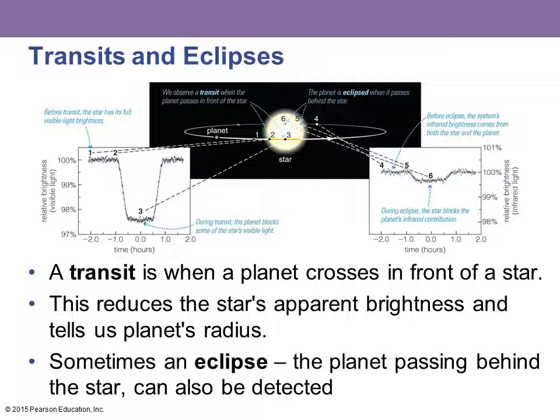Knowing what the star's brightness is initially, and seeing that the planet darkens it just a little bit, that starlight being blocked gives us some kind of a clue as to the radius of the planet. Sometimes an eclipse will occur. The planet passes behind the star, and that can also be detected.